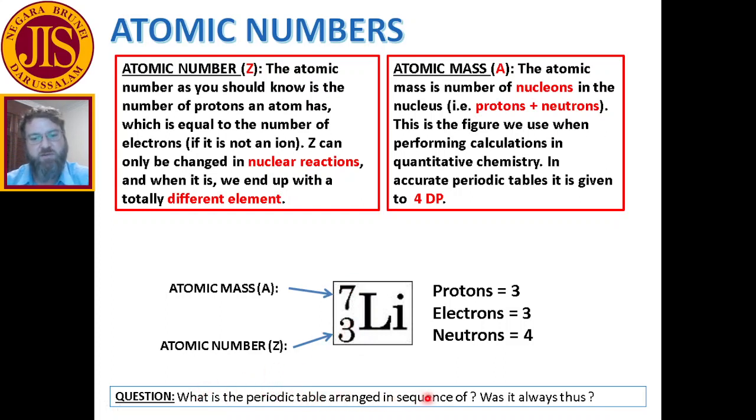The periodic table currently is arranged in sequence of atomic number, but it wasn't always thus. Before Dmitri Mendeleev, a Russian scientist, figured out things on a deeper level with the periodic table, it was ordered in terms of mass. That was one of the hindrances to discovering what Mendeleev ended up discovering, because everyone thought it was ordered in terms of mass, which is not true.